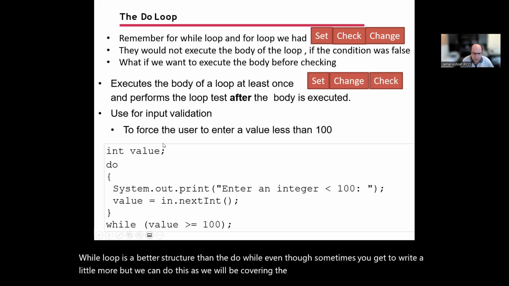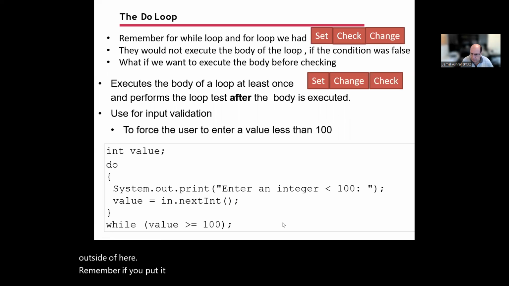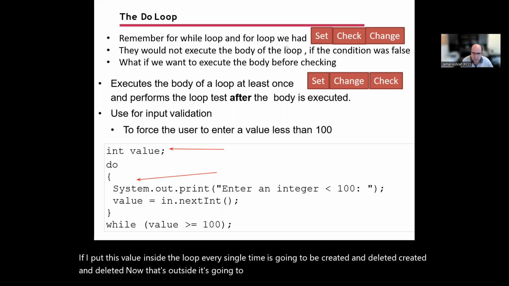So we have a value outside of here. Remember, if you put it inside, let me bring this one up. If I put this value inside the loop, every single time it's going to be created and deleted, created and deleted. Now that it's outside, it's going to be created only one time. That's why we have that variable outside.